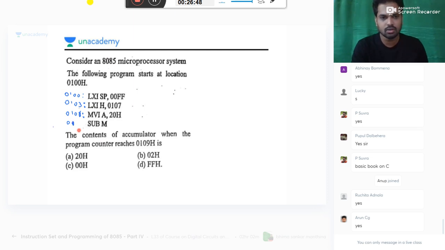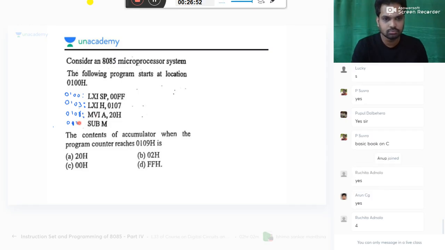I think 1 minute. Okay. So these are the 3 byte instructions. So I added 3, 3 and 2 byte instruction, I added 2 to 6. So you get 8 as the answer. So these are the addresses because he has given the starting address. So initially stack pointer is 00FF. Your HL register pair is loaded with 0107 hexadecimal.